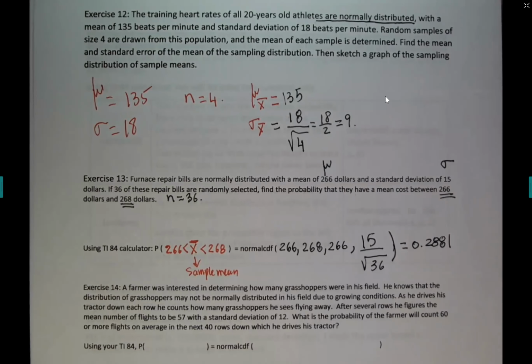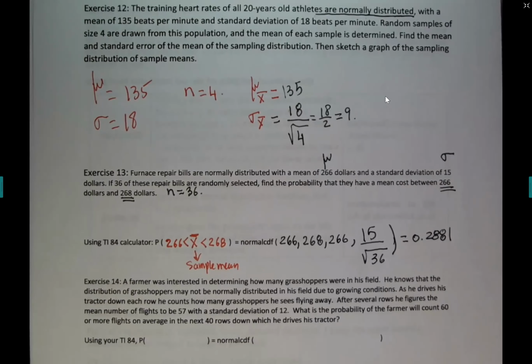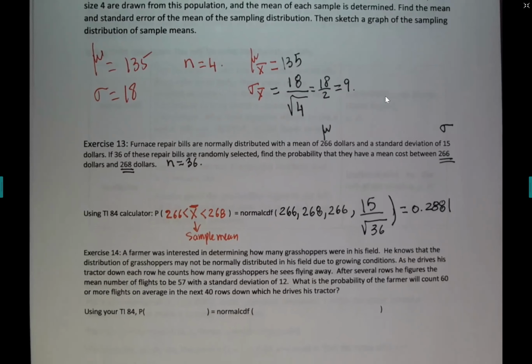There's another one, guys. Exercise 14. And we'll do a few more also later.